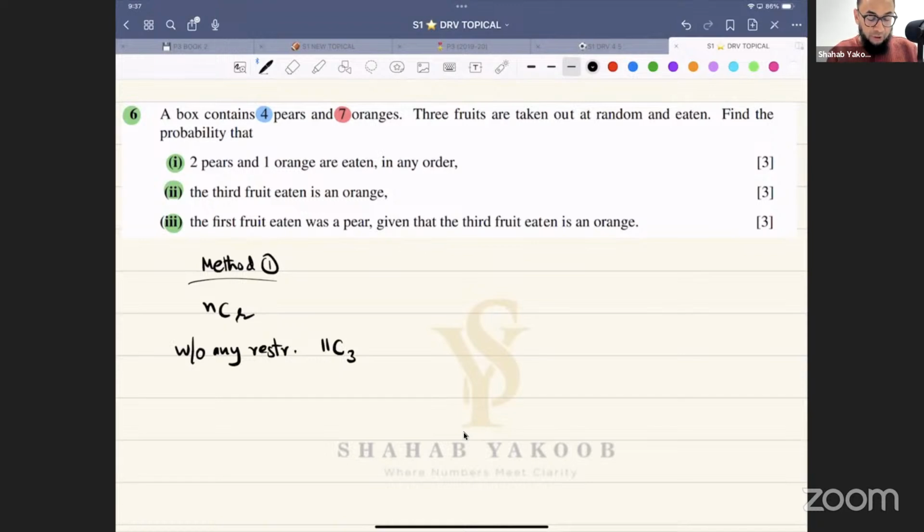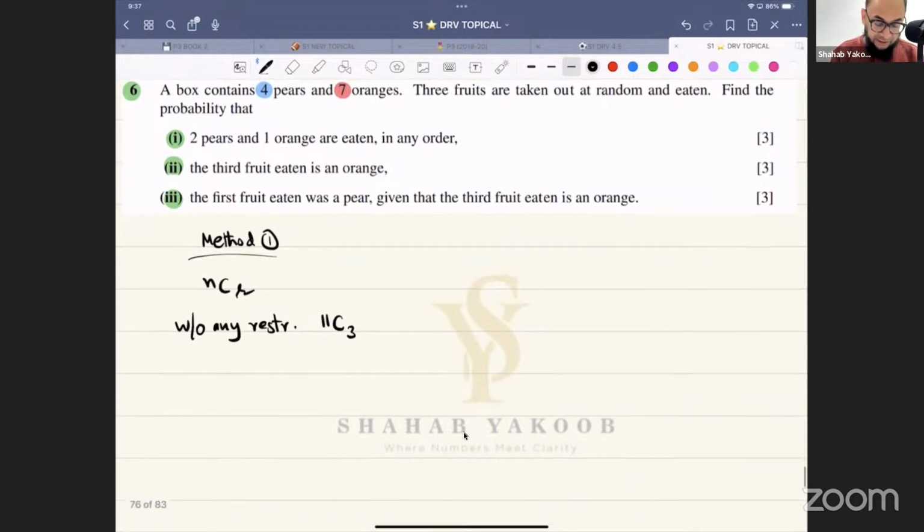Okay. So now this is without any restriction. And then if I am talking about 2 pears and 1 orange, so let me write 4C2. And for the oranges, I'm writing 7C1 and a multiplication sign. This is 2 pears and 1 orange.